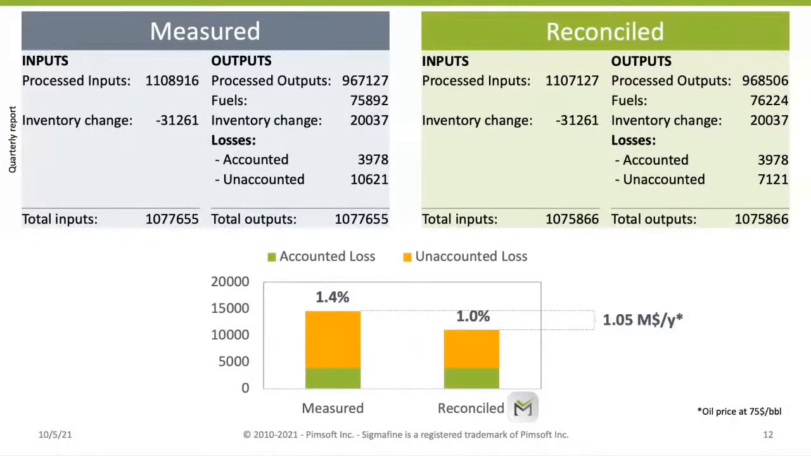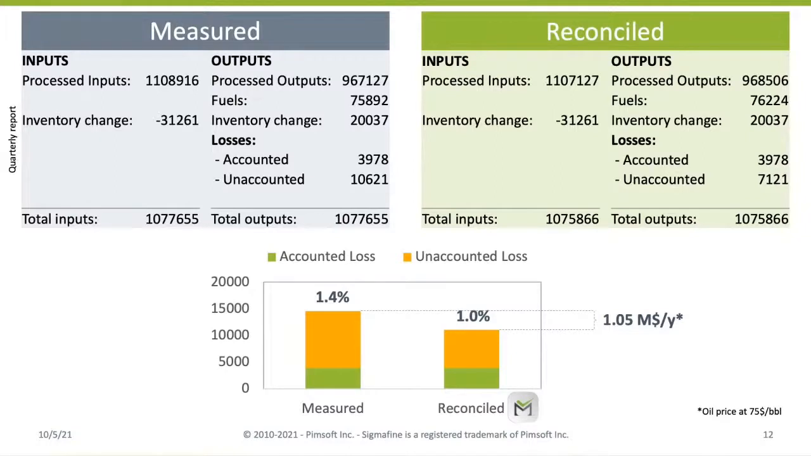Let's see a practical application. What you see here on the left and on the right are the loss report. In this case, we use quarterly figures before and after the reconciliation. Now, we won't go into the details of each and every number, but what is interesting to notice is that in this case, the reconciliation was able to improve the agreement between the inputs and the outputs.